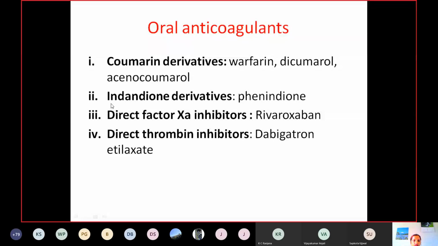In oral anticoagulants, we have different derivatives. Coumarin derivatives include warfarin, dicumarol, and acenocoumarol. Next, we have the indandione derivatives, phenindione; direct factor 10A inhibitors, rivaroxaban; and a direct thrombin inhibitor, dabigatran etexilate. You should remember these drugs also. There are only 1 or 2 drugs in each group, so you should remember their names.